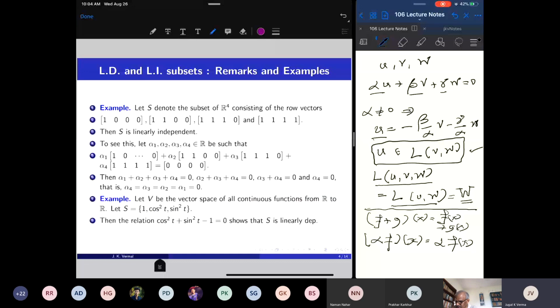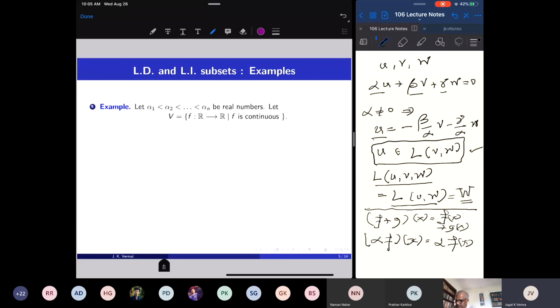You all know this relation: cosine square t plus sine square t minus 1 equals 0. So here is a linear combination of these 3 functions. It's a non-trivial linear combination because the coefficients are 1, 1, minus 1. We have a non-trivial linear combination of these 3 functions which produces the 0 function. The left-hand side is the zero function because of the trigonometric identity. So these three functions are linearly dependent.